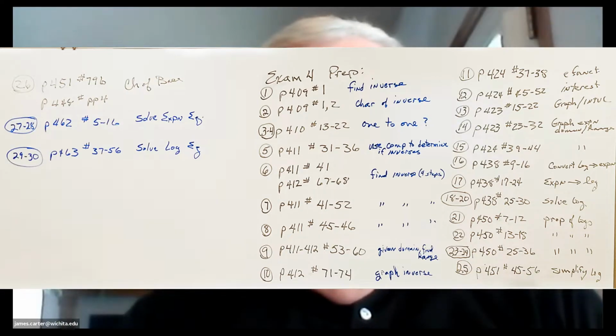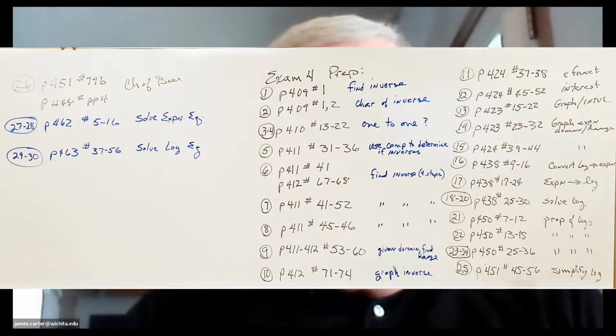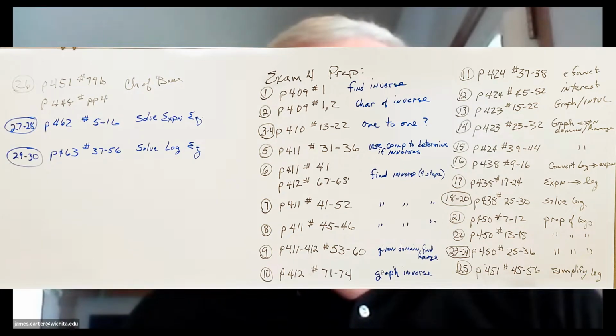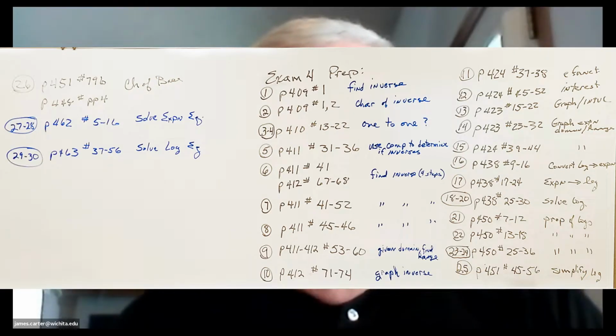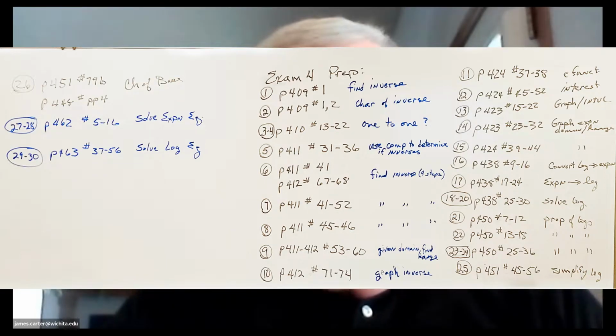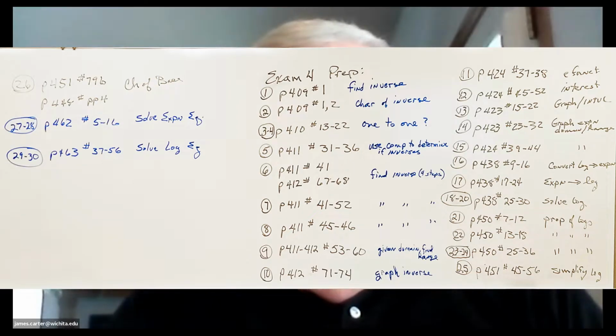Problem number 7, I give you a function and I tell you it is a one-to-one function. And what you have to do is find the inverse, again, using the 4-step method. Citation 4.1.3 again, page 411, problems 41 through 52. Problem number 8, same general type problem, except it involves a cubic, and the chapter citation is the same. The citation is page 411, number 45 through 46.